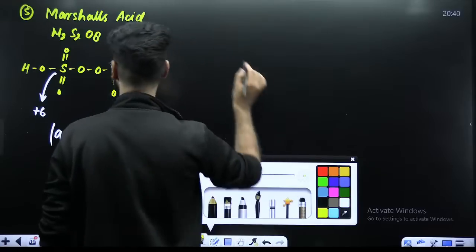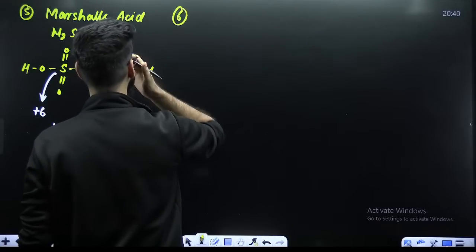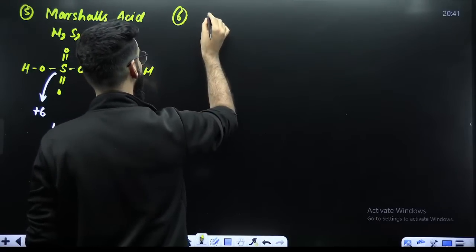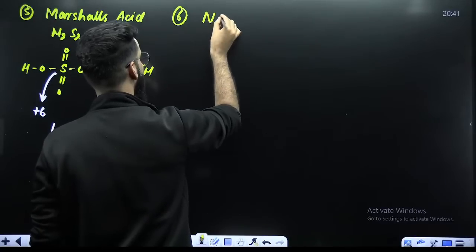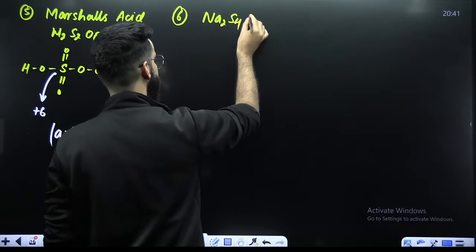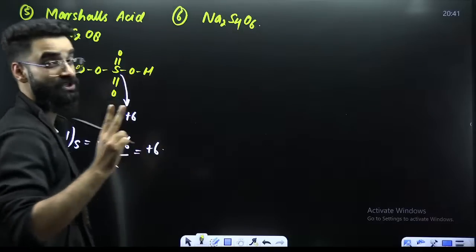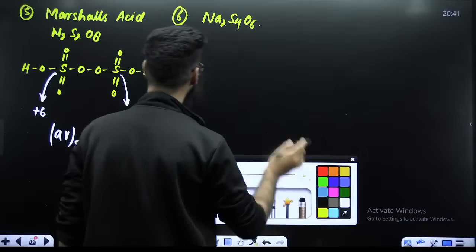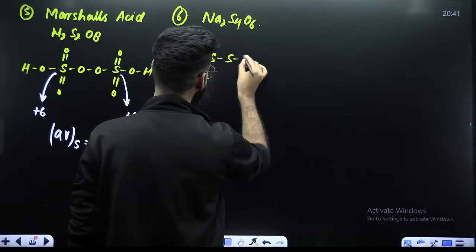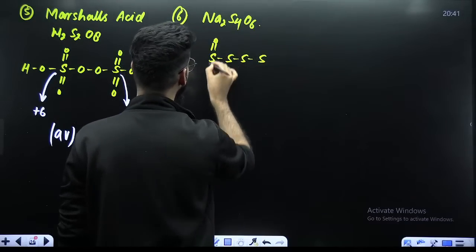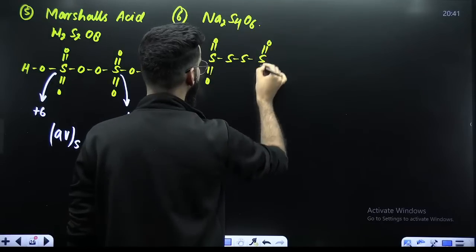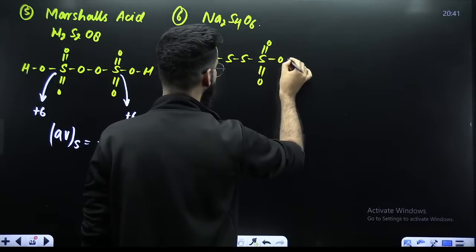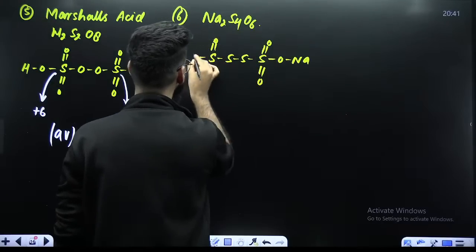Now, after Marshall's acid, the sixth one, which I have, is your Na2S4O6. From this particular compound, 2 times question have been asked in JEE examination. Right? Na2S4O6. How does it look like? Remember its structure as well. This is S, S, S, and S. This is double bond O, double bond O, double bond O, double bond O. Oxygen attached with sodium. This oxygen attached with sodium.